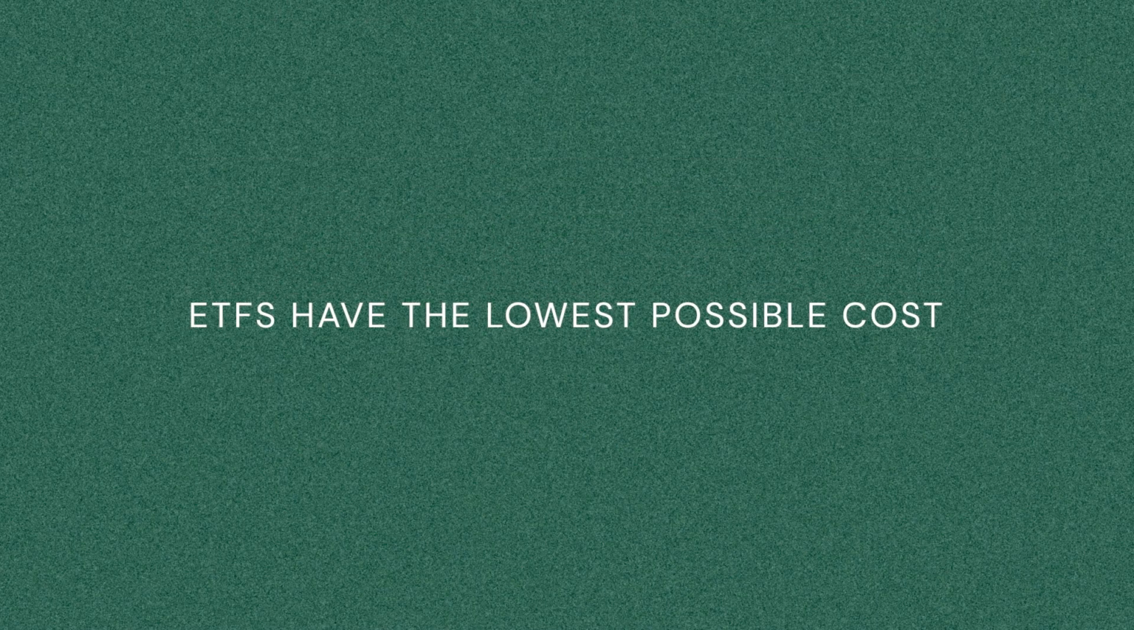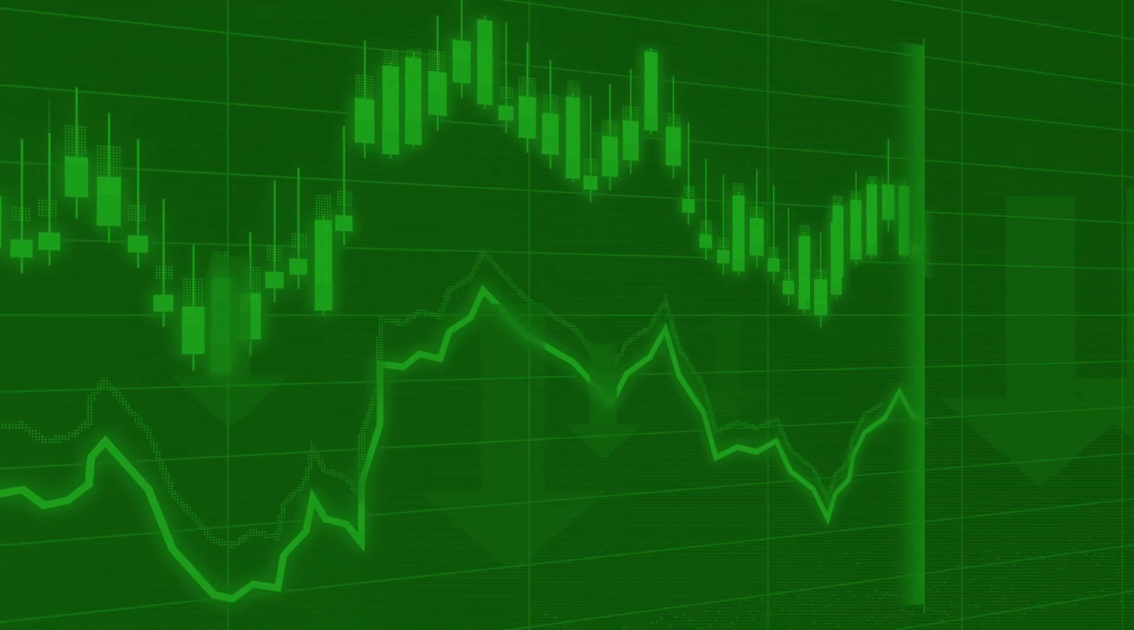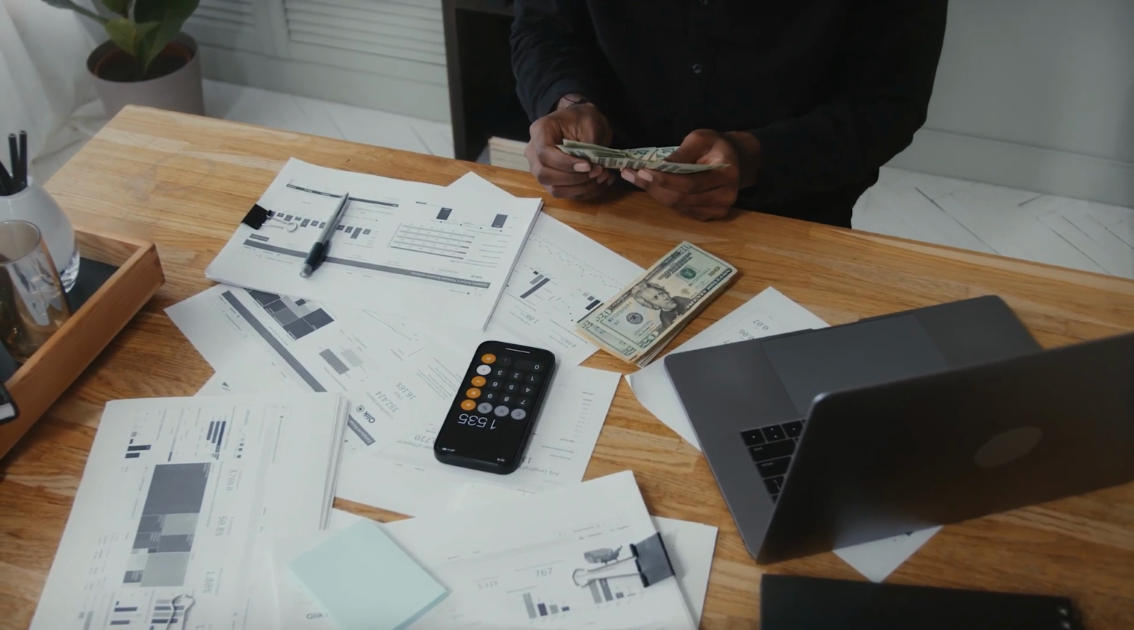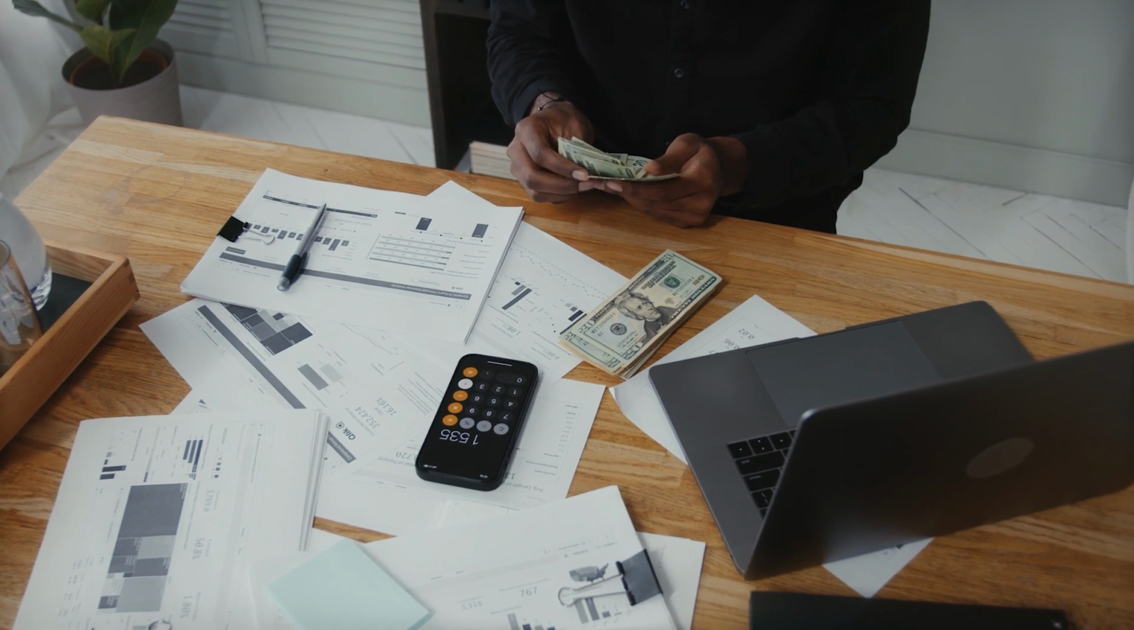ETFs have the lowest possible cost. ETFs are cheaper than index funds and are much more affordable than actively managed mutual funds. ETFs are the lowest cost option available if you want to invest in a diversified basket of securities. Here is a diagram that compares the cost for the Indian large cap universe. The average cost of ETFs tracking the Nifty 50 index is 0.14% lower than direct index funds. Now keep in mind that the saved money will also compound for you over time.